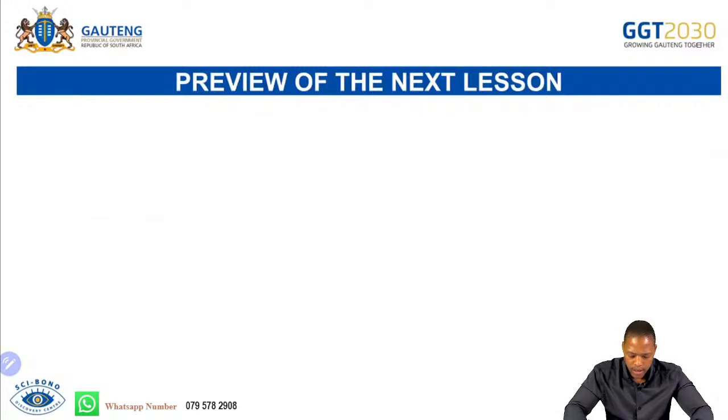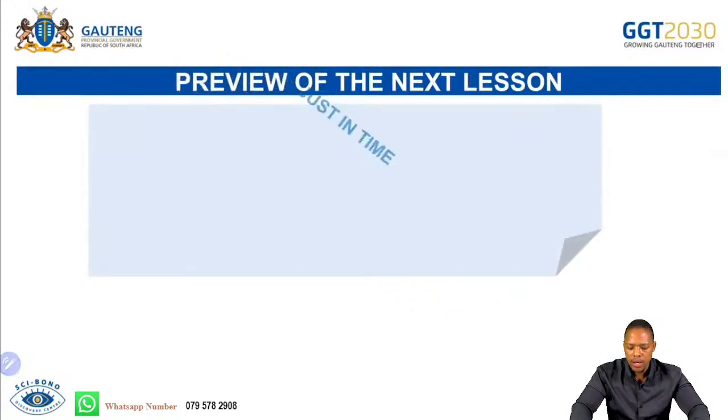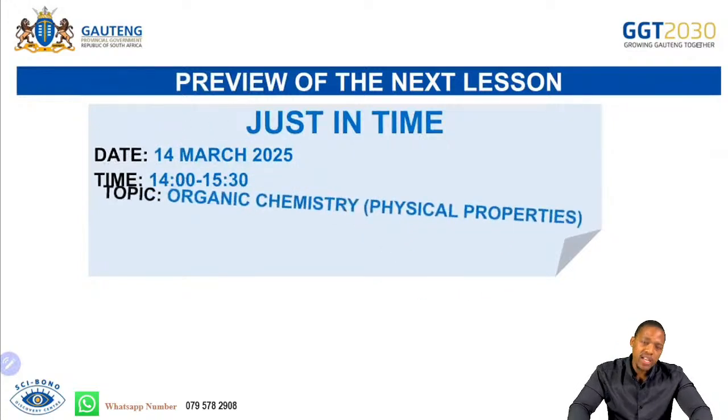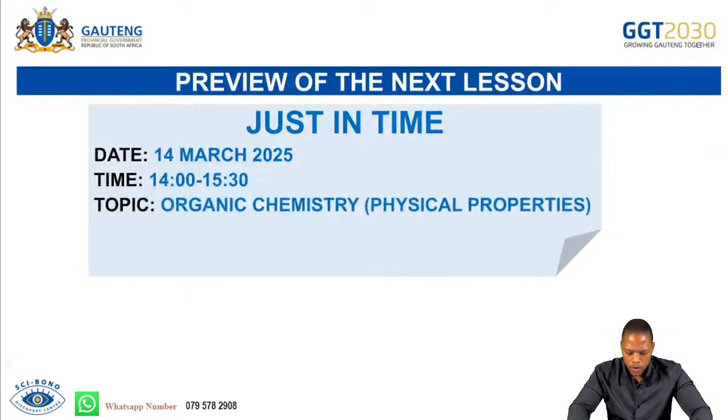All right, so we've come to the end of our lesson, grade 12. Join us again next week as we continue doing organic chemistry, and next week we'll be doing physical properties, looking at boiling points, melting points, viscosity, and the vapor pressures, and how the intermolecular forces affect them. Okay, so that is it for today, grade 12. Thank you.